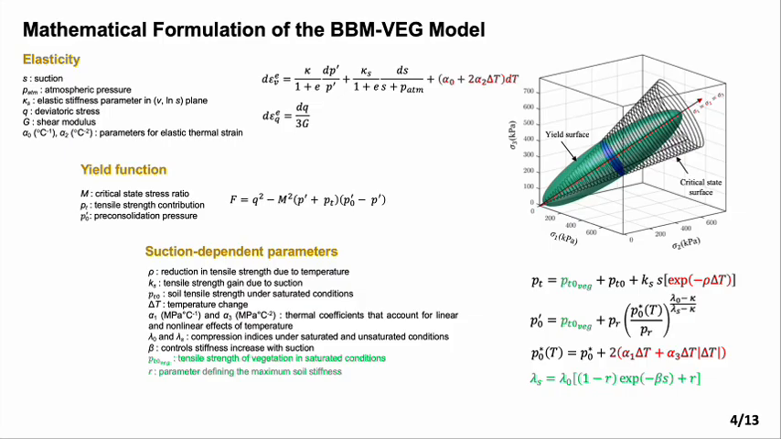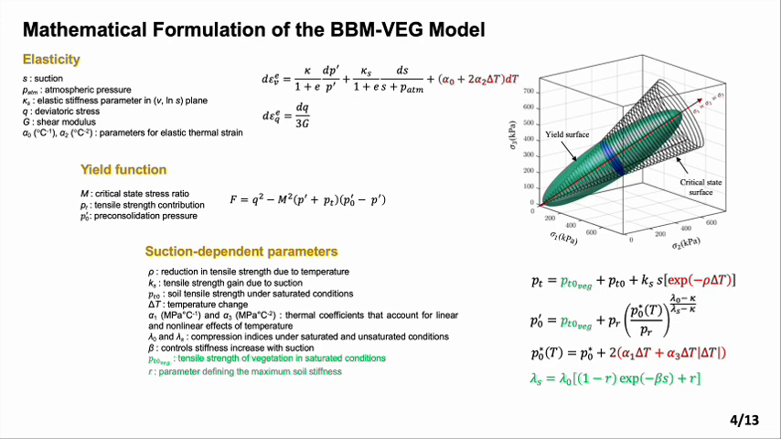BBM works with elasticity and plasticity. In elasticity, the deviatoric and volumetric strain are related to temperature. Also, they are related to the suction. Here is the main item that we have considered for simulating the vegetation: the pre-consolidation pressure in saturated condition for the vegetated slope, as well as one parameter, lambda S, which is important for considering the effect of vegetation.